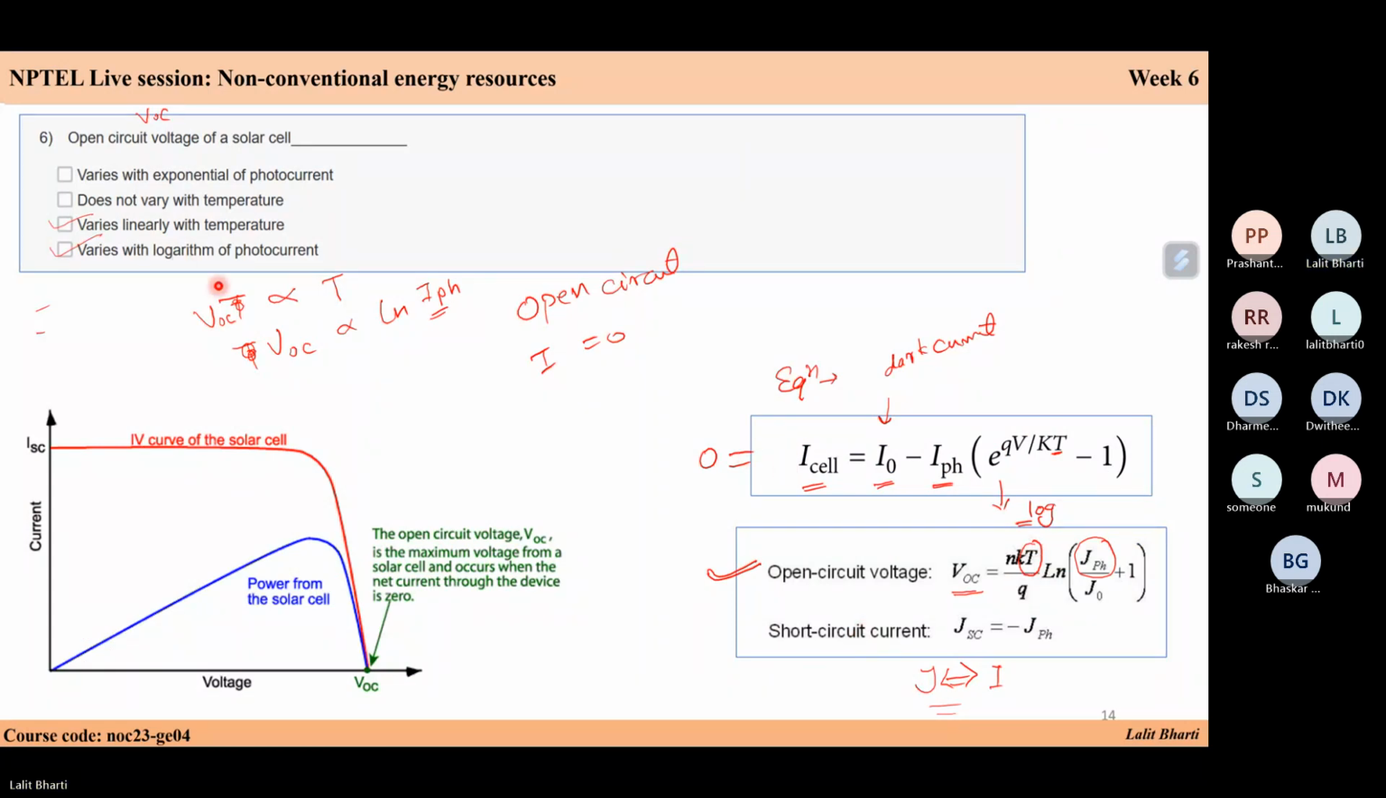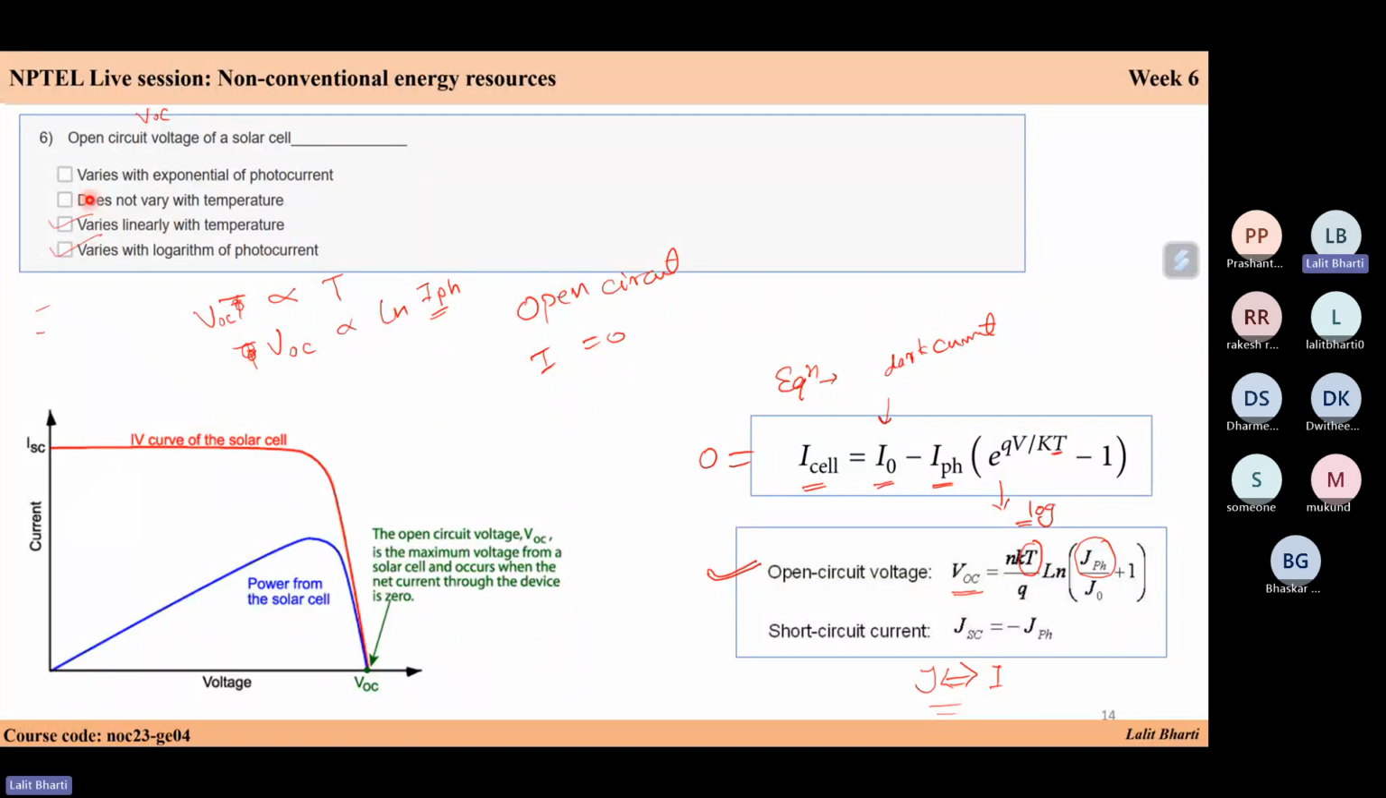Similarly, it should increase with the photocurrent, so it is IPH or JPH. This is the photocurrent, and there is a logarithmic relation here. The statement says it varies with the logarithm of the photocurrent, so that is correct. You have the ln here and the photocurrent is here. So VOC is directly proportional to the temperature, and VOC is proportional to the logarithm of the photocurrent IPH.